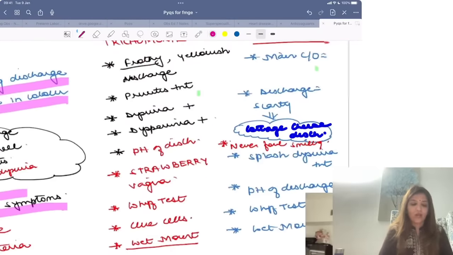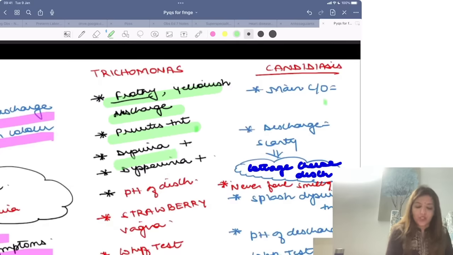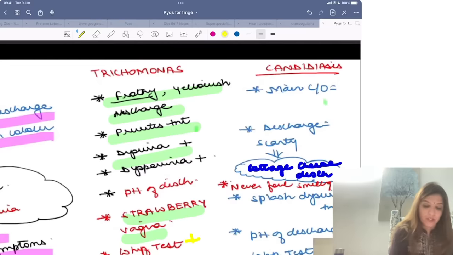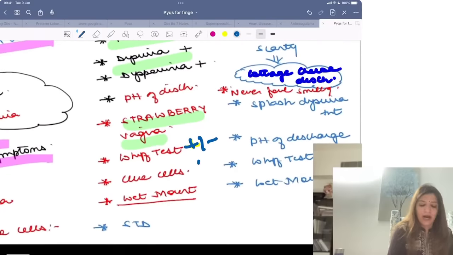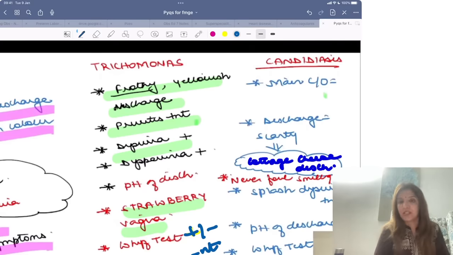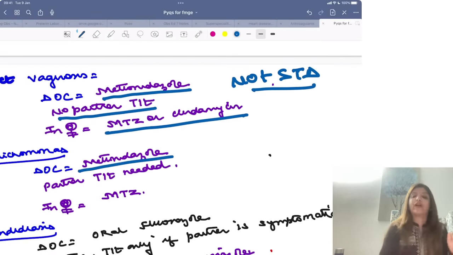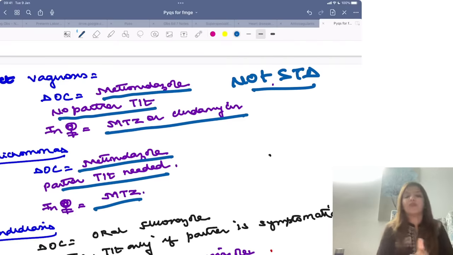Right? In case of trichomonas, your question will say that the patient has a frothy yellowish green discharge. Pruritus is present, dysuria is present. You get a strawberry vagina. Whiff test can be present or it may be absent. Clue cells are absent. It is a sexually transmitted disease. So, whenever you are getting a frothy yellowish discharge with pruritus present, whiff test may be present and you are getting a strawberry vagina, that means it is trichomonas, which is a sexually transmitted disease. Drug of choice for trichomonas is also metronidazole. In trichomonas, partner treatment is needed, and in pregnancy, the drug which you give is metronidazole.